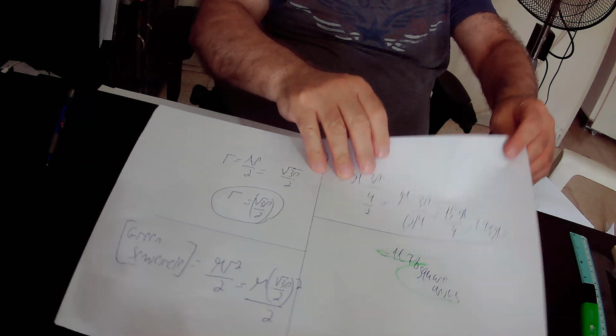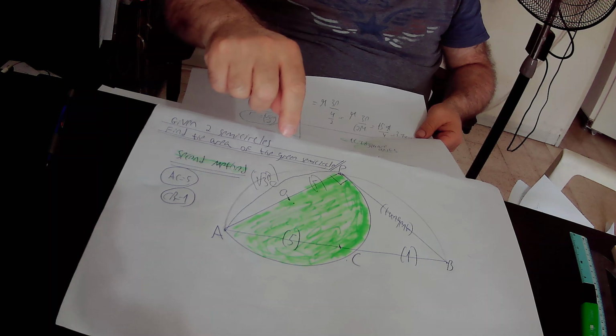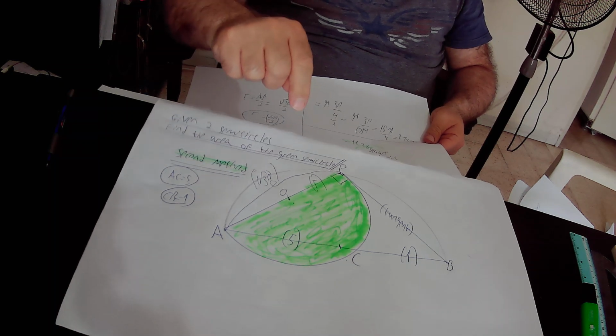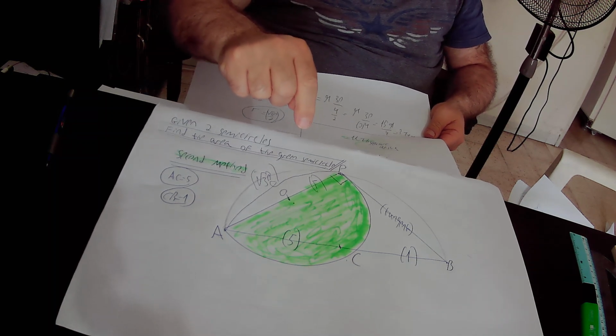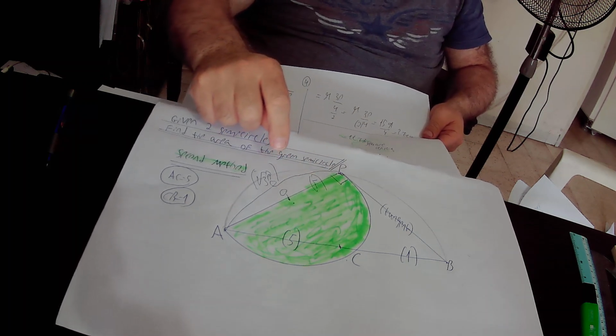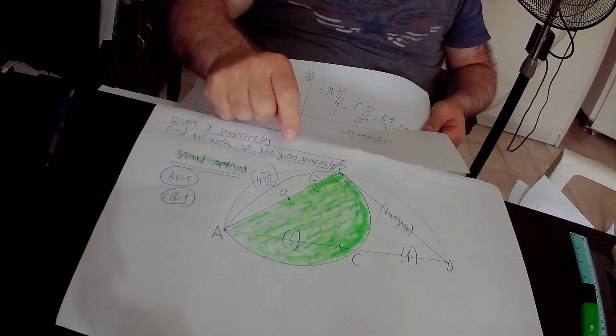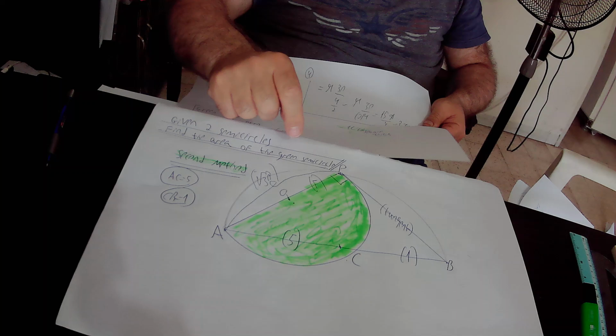So in conclusion, according to the second method, we found that the area of this green semicircle equals 3.75 pi square units, or in terms of numbers, 11.78 square units. So in both methods, we arrived at the same result.